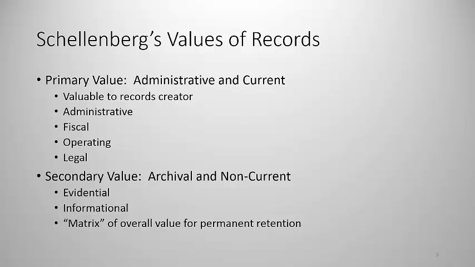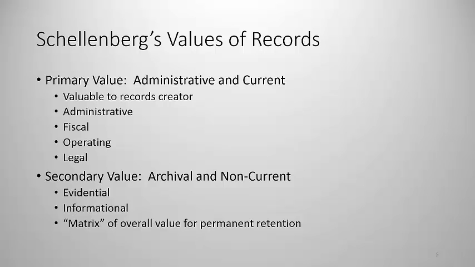Your readings this week talk about this primary and secondary value, and it might be a little confusing to you. The primary value of records are administrative value of current records. That is, the creator of the records finds the records to be important. That person is said to have the records are primary value to that person. Some of these primary values might be administrative value, records that an administrator uses and must consult or creates and wants to refer back to in the course of administrating. There are fiscal records that are current.